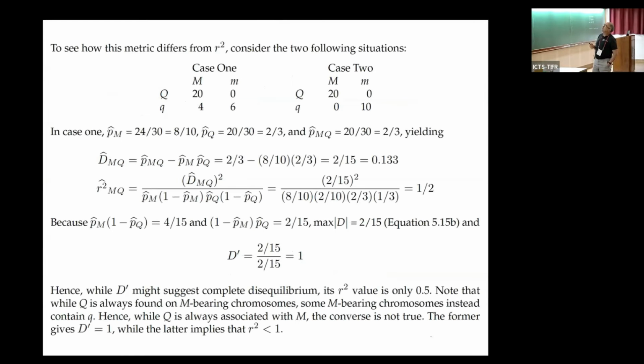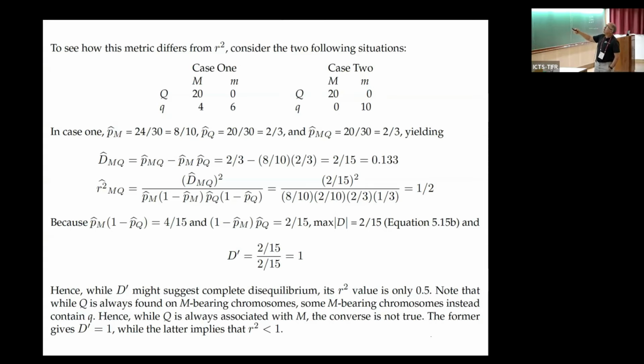Now, let's look at some real data. Here's case 1, here's case 2. If you compute the numbers for case 1, you see D prime is 1. It's its largest possible value. We call that complete disequilibrium. What that means is, look at the data here, every time I have a big Q, it's on a big M. But it's not perfect disequilibrium. Why? Because I can have a big M that doesn't have a big Q. I've got off-diagonal elements which are non-zero. So the correlation is only a half.